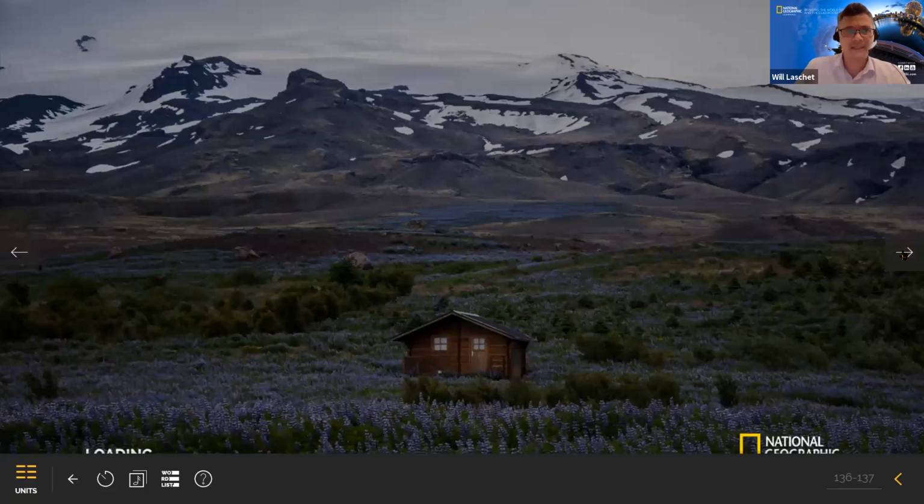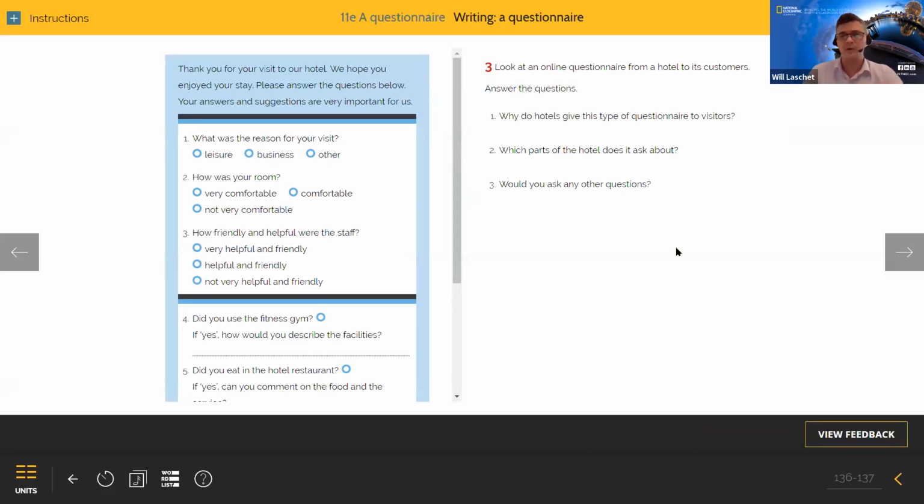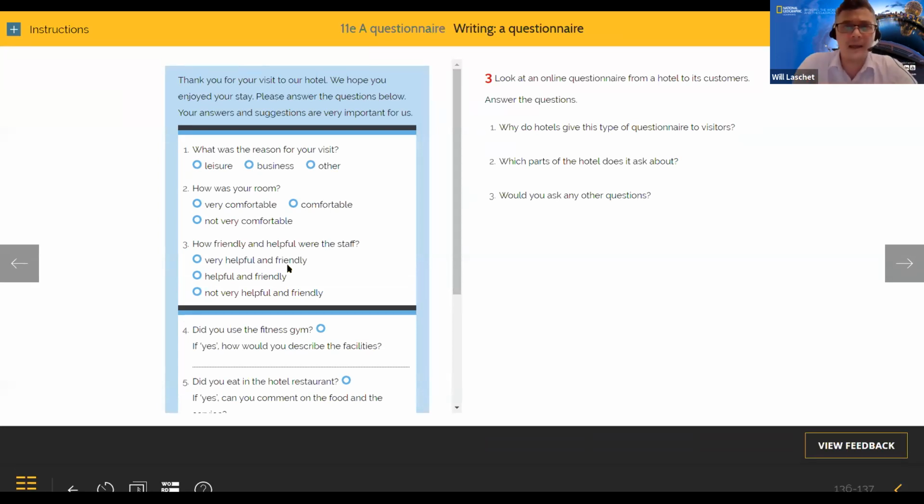So let's have a look at exercise 3. Now we're going to move on and have a look at a model. I said we're talking about a questionnaire. We talked about hotels, and now we're going to talk about reviewing a hotel or answering a questionnaire. So let's have a look at the online questionnaire here and answer the questions.